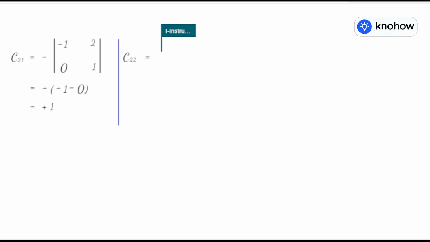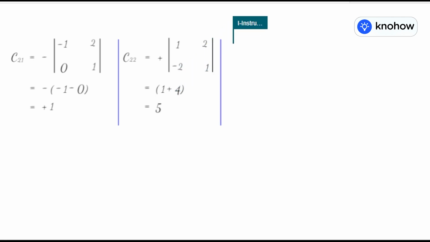The sign will be plus. Delete the row and column through 2, 2. So you get 1, 2 and minus 2, 1. When you work it out, you get plus is already out, 1 minus minus plus minus 2 and 2, minus 4 and minus minus plus 4. So you get 5.